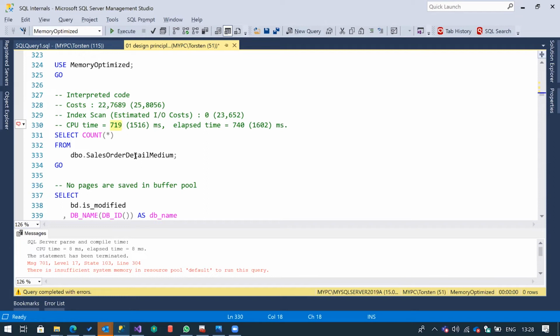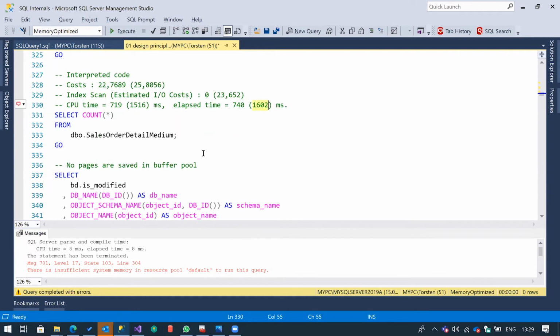But you can see that the CPU time, compared to the first execution, is maybe just half. The elapsed time is also maybe just half. That means just by using the in-memory OLTP table instead of a traditional table, we can already reduce the CPU time in this scenario by half, and the elapsed time also by half.